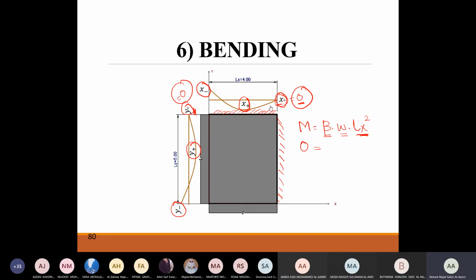Lx, how much is it? We have Lx to be 4, so this cannot be 0. W cannot be 0 because there is a self-weight. So this is not the one which is 0. So if I asked you, what is the beta here? Your beta should equal 0. The coefficient of bending moment for x naught and y naught is equal to 0. That's why the bending moment is 0. Are we clear?